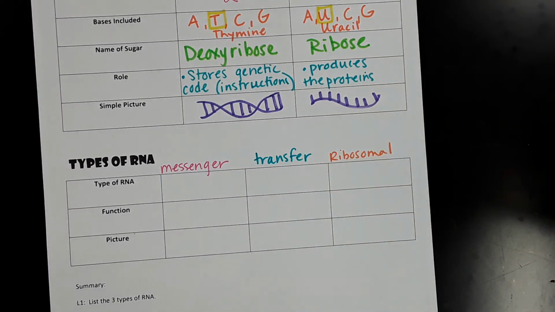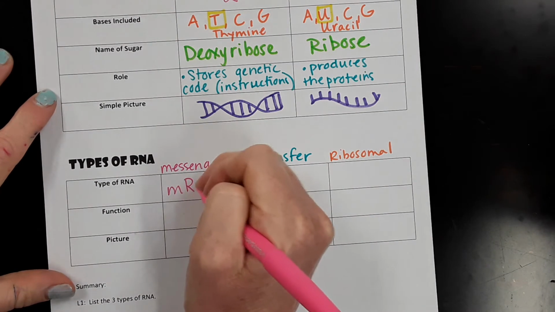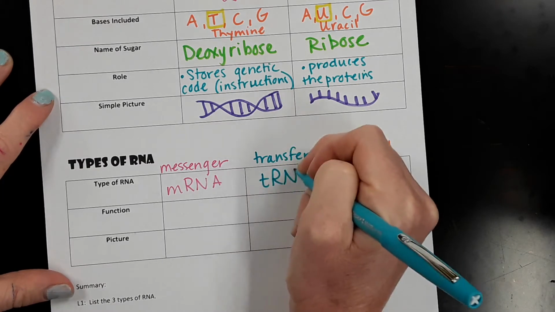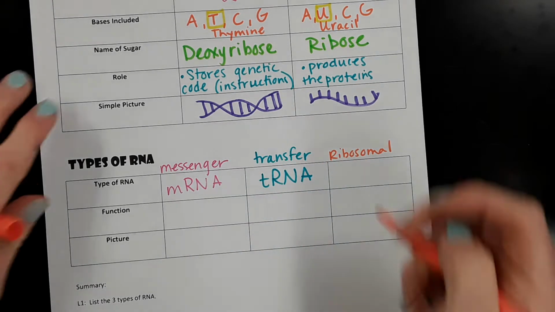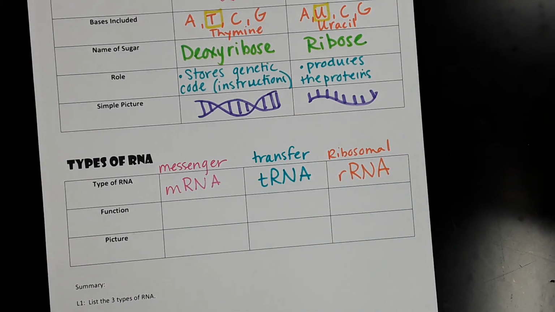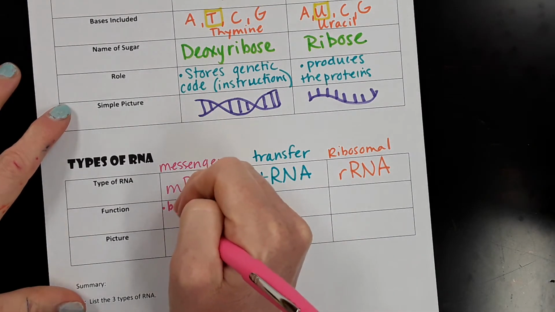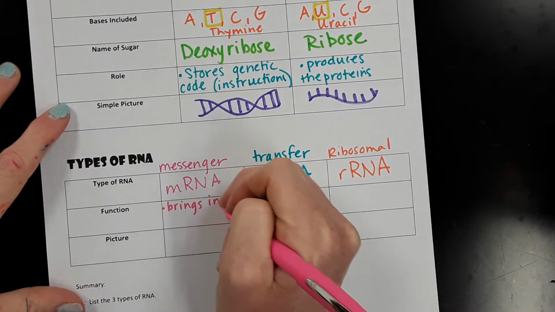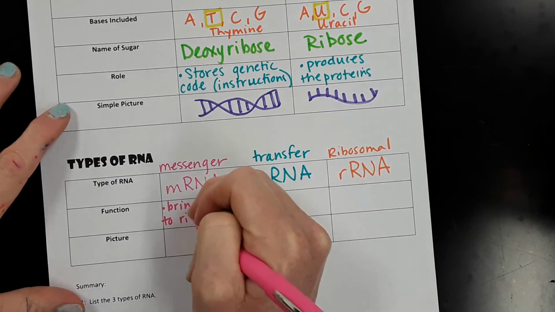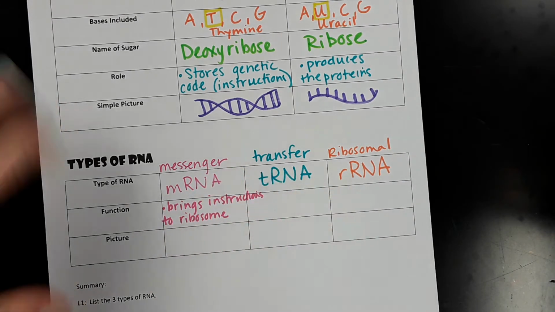Now, with the type of RNA, they each have a different job or a different role in the process of making those proteins. So messenger RNA, like we said, is mRNA. The transfer RNA is referred to as tRNA. And ribosomal RNA is rRNA. The function of the mRNA is it brings the instructions that are stored in the DNA, so it brings the instructions to the ribosome, and the ribosome is the location where the proteins are going to be made.